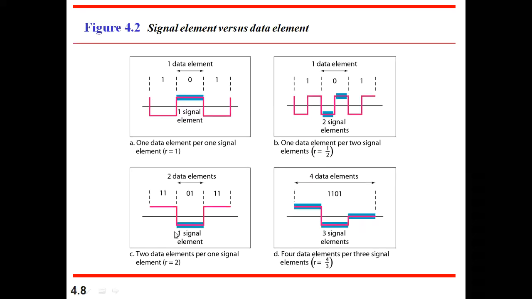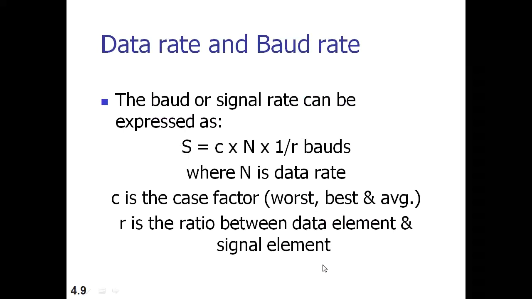Here, in the third one, there are two data elements per one signal element. To represent two data elements, one signal element is used, whereas to represent four data elements, three signal elements are used. You can observe this in the diagram. So small r is equal to 4 by 3.